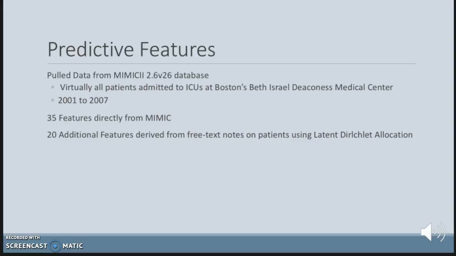We pulled our data from the MIMIC II version 2.6 database, which encompasses virtually all patients admitted to ICUs at Boston's Beth Israel Deaconess Medical Center during the period of 2001 to 2007. We pulled 35 features for each patient, including gender, age, SAPS-1 score on admission, minimum and maximum SAPS-1 scores, and the 30 comorbidities as calculated by ICD-9 codes. Gender and the comorbidities are binary features. Age and SAPS-1 score features were scaled for model performance. In addition to these 35 features, we also derived 20 additional topic distribution features based on free text notes. Data was filtered to exclude patients with missing data points as well as all patients under 18 years of age.